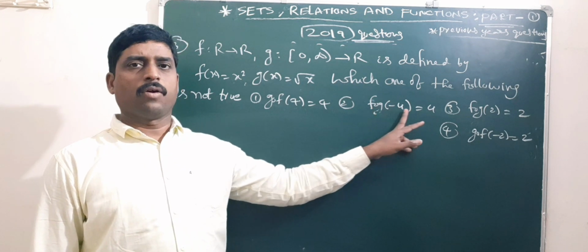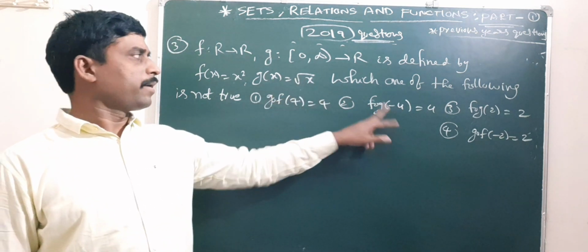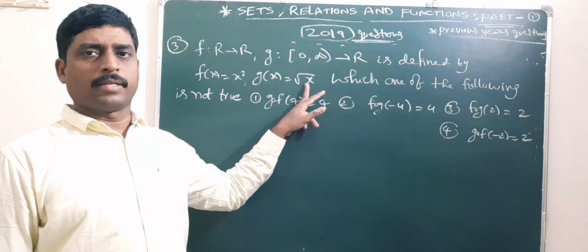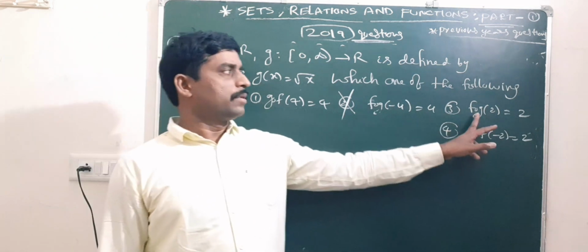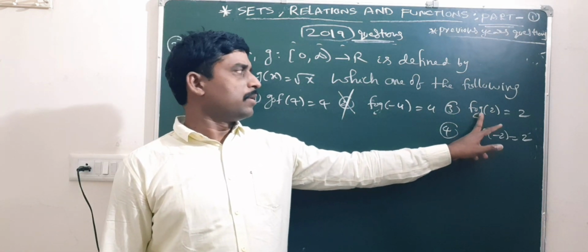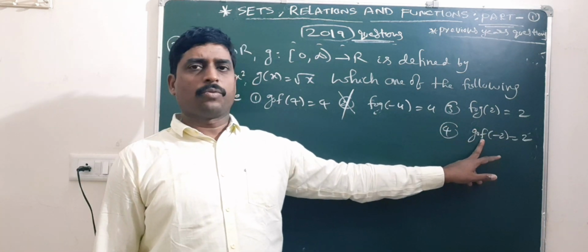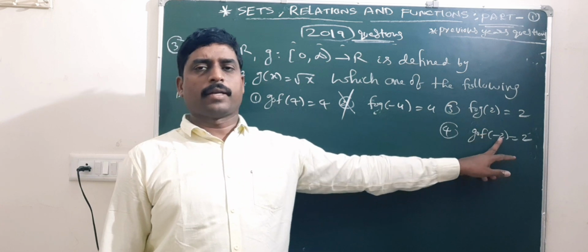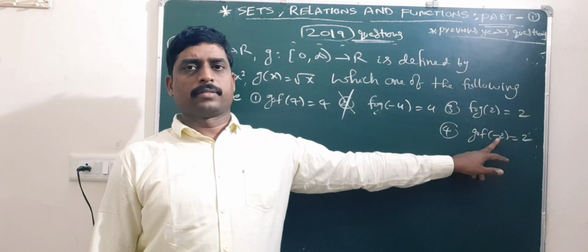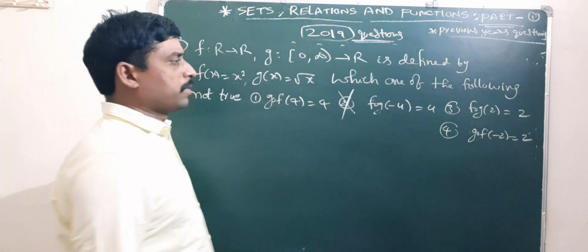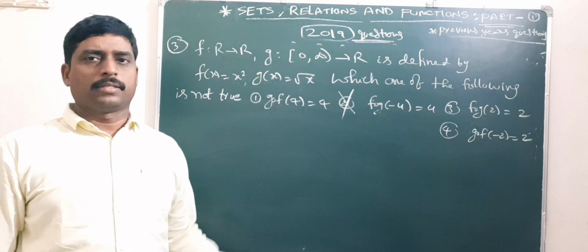Second option, f circle g of minus 4. F composition of g of minus 4. So g of x is root x, g of minus 4 is root minus 4, not defined. Imaginary number. So option 2 is not correct. Option 3, f composition of g of 2. G of x is root x, g of 2 is root 2, exists. Next, the fourth option, g composition of f of minus 2. F of x is x square, f of minus 2 is also defined. So 1, 3, 4 correct. Second option is wrong. So option 2 is not correct. So that is the direct process.